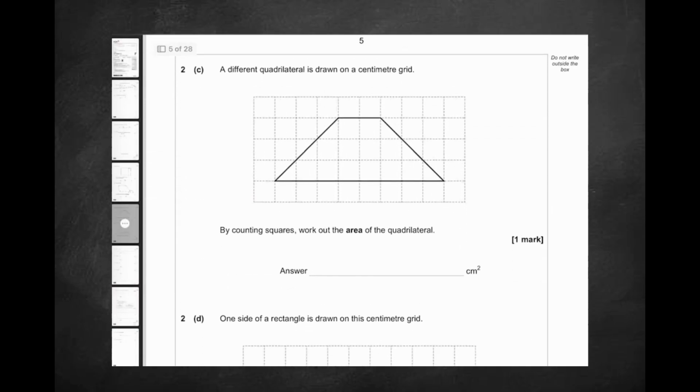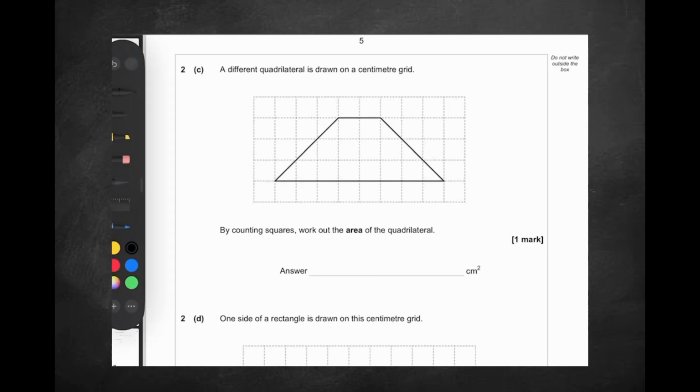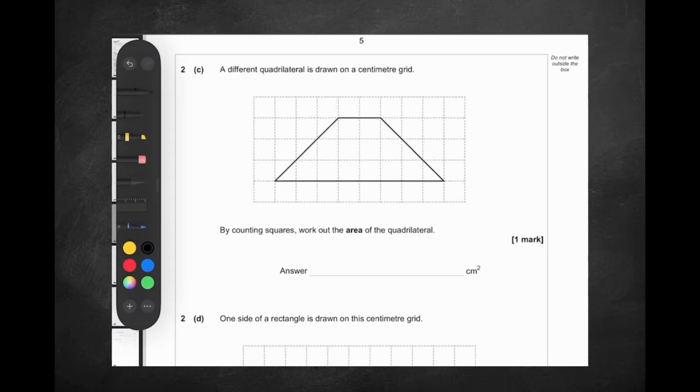Part C. A different quadrilateral is drawn on a centimetre grid. By counting squares, work out the area of the quadrilateral. So we have 1, 2, 3, 4, 5, 6, 7, 8, 9, 10, 11, 12 full squares, and 1, 2, 3, 4, 5, 6 half squares. So our answer is going to be 12 plus 6 over 2, which is just 15 centimeters squared.